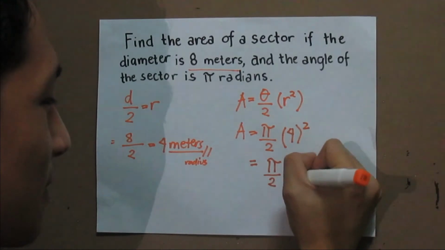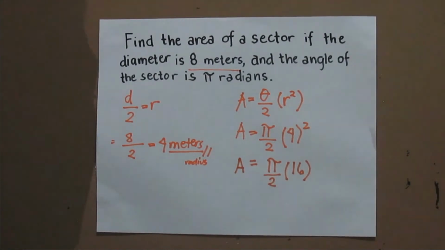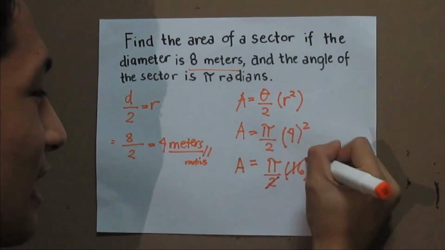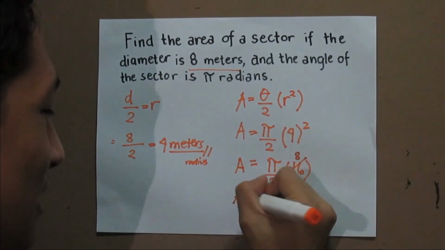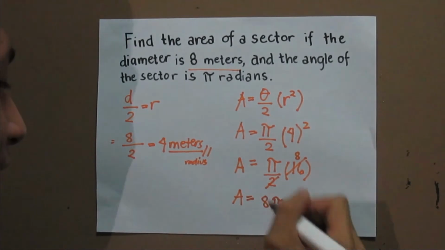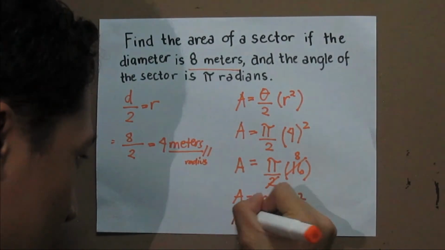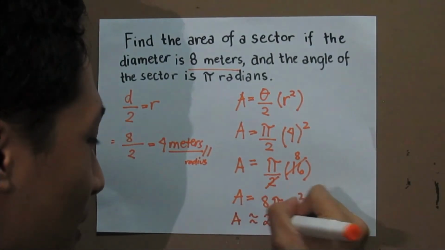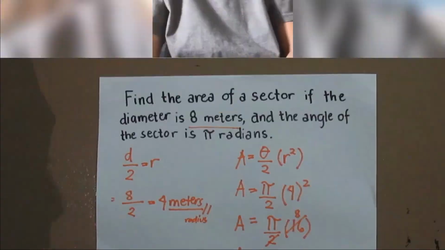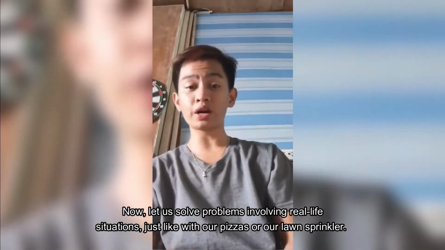Pi times 4 squared, which is 16, divided by 2. Now, in this part, we can cancel the 2, and the answer would be 8. That's correct. So the answer to our problem is 8 pi, and don't forget the measurement, meter squared. And this is approximately 25.13 meter squared. And that is our area of a sector. Now, let's solve problems involving real-life situations, just like with our pizza or our lawn sprinkler.